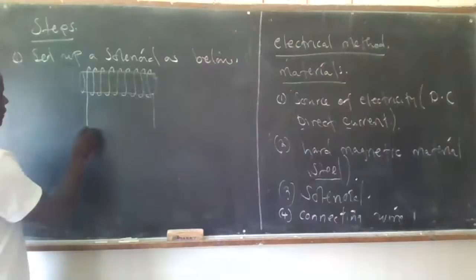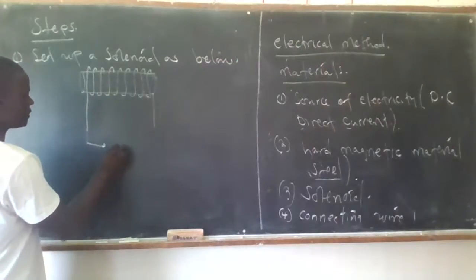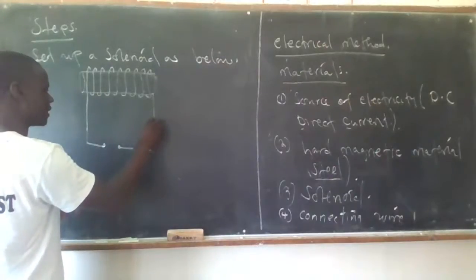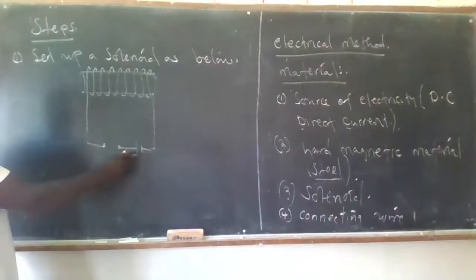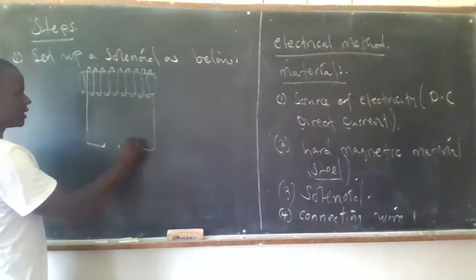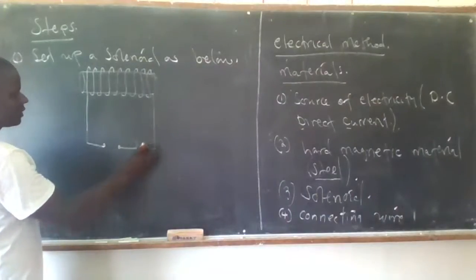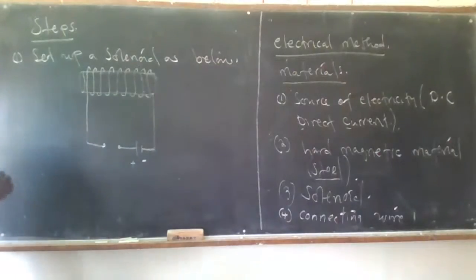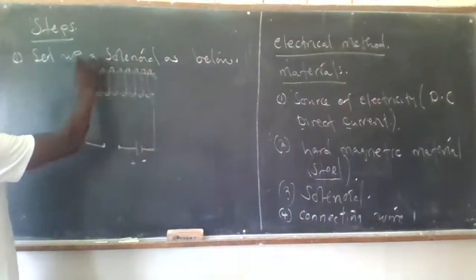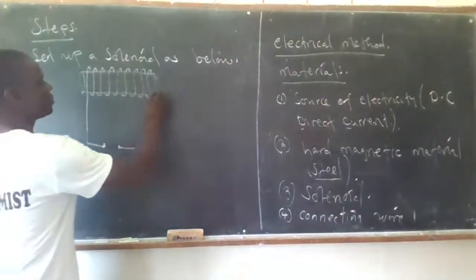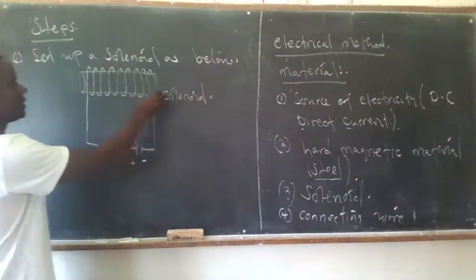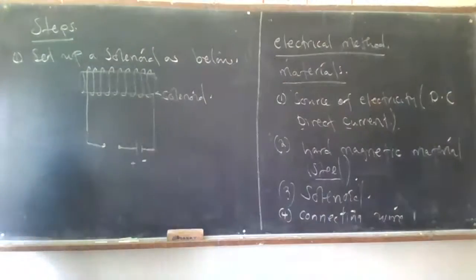Okay. So you can have an open switch here, and this is a power supply. And we know very well that the longest terminal of the power supply is called the anode, or the positive, and the shortest terminal is called the cathode, which is the negative terminal. This setup here is what we call a solenoid.